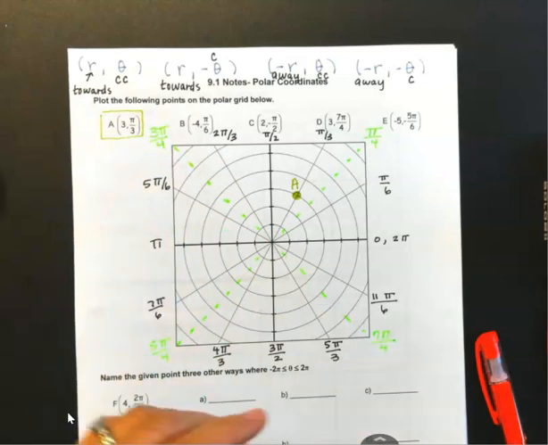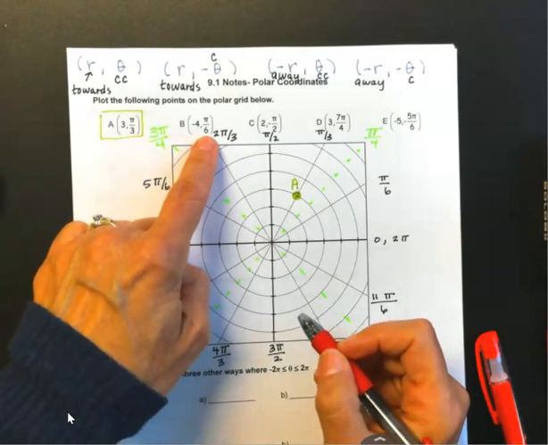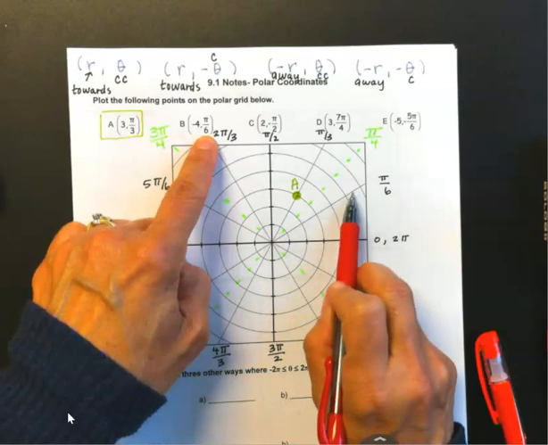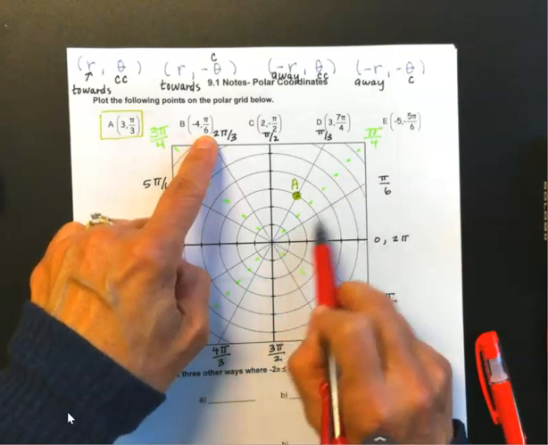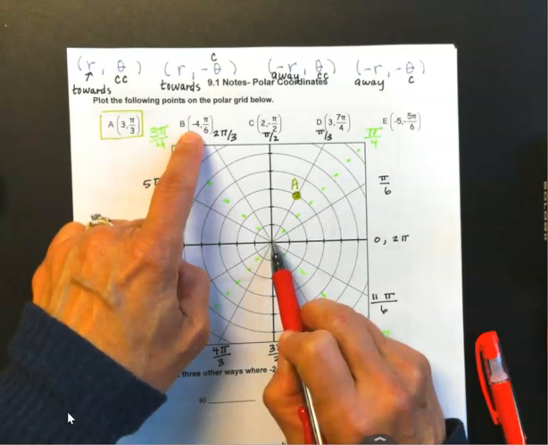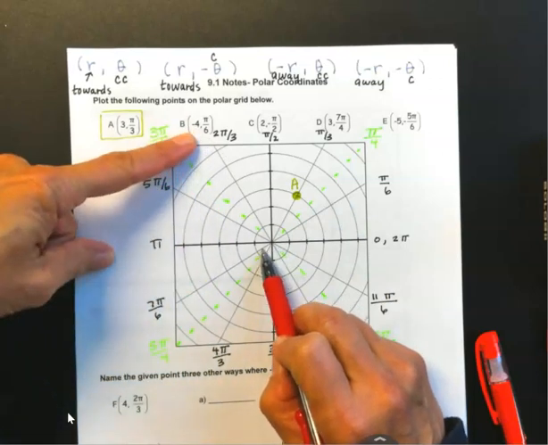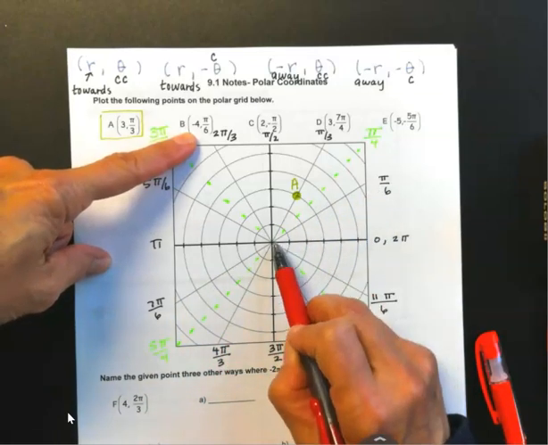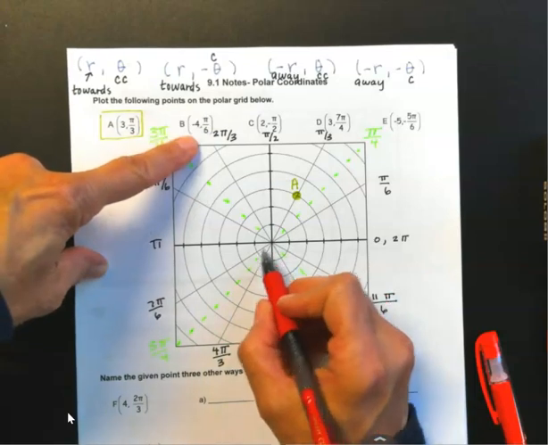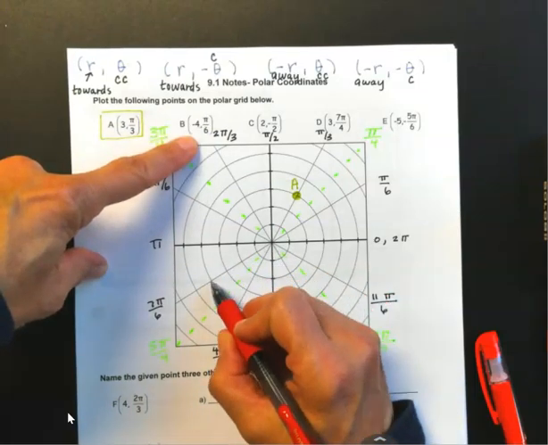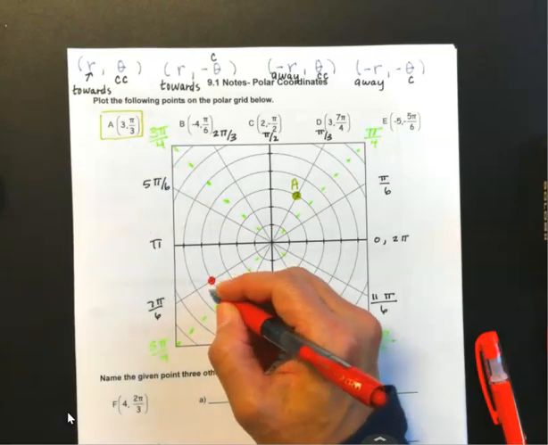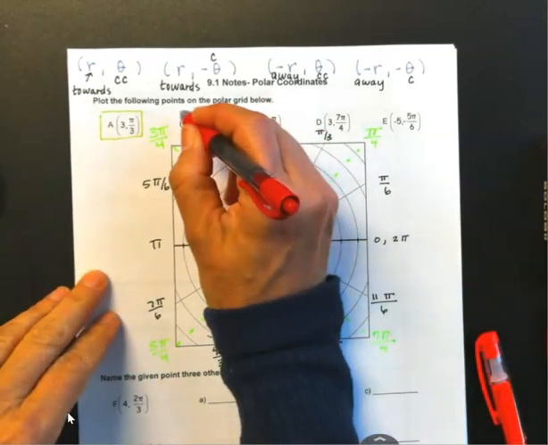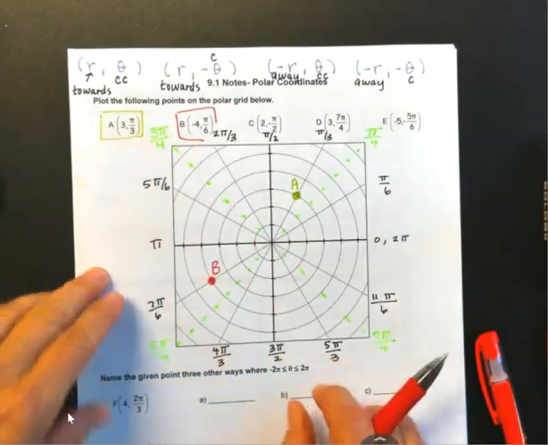Okay, now let's look at B. For B, the first thing I locate is pi over 6, which is right here. So pi over 6 belongs to this whole line right here. But this is a negative 4, which means I'm going to go 4 places in the opposite direction. So I'm not going towards pi over 6, I'm going away from it. Fourth circle. 1, 2, 3, 4. All right, so that is B. Notice how I went away from the radian.